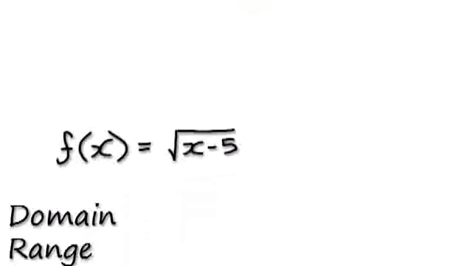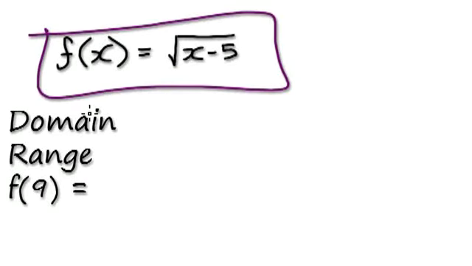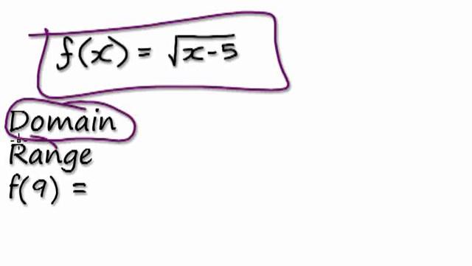Okay, let's give you guys some practice. So here, given this function, f of x equals root x minus 5, state the domain of this function, state the range, and what do you get when you put 9 into the x here?